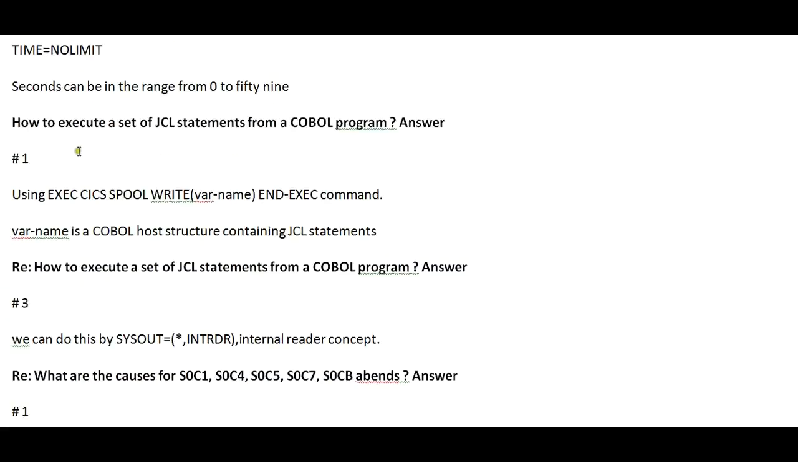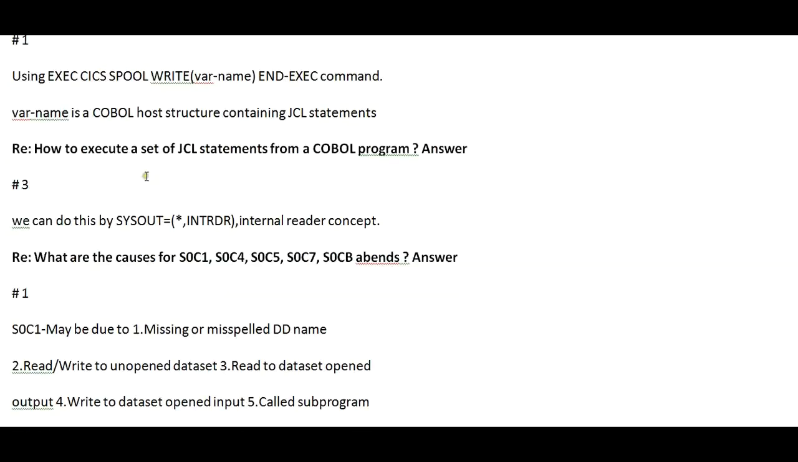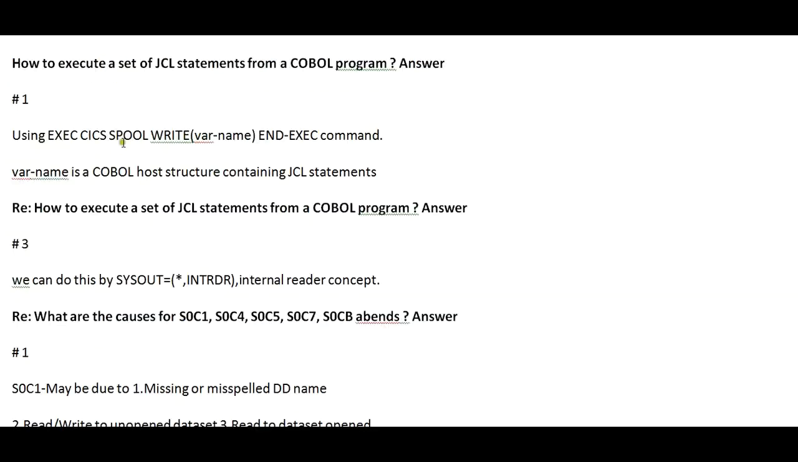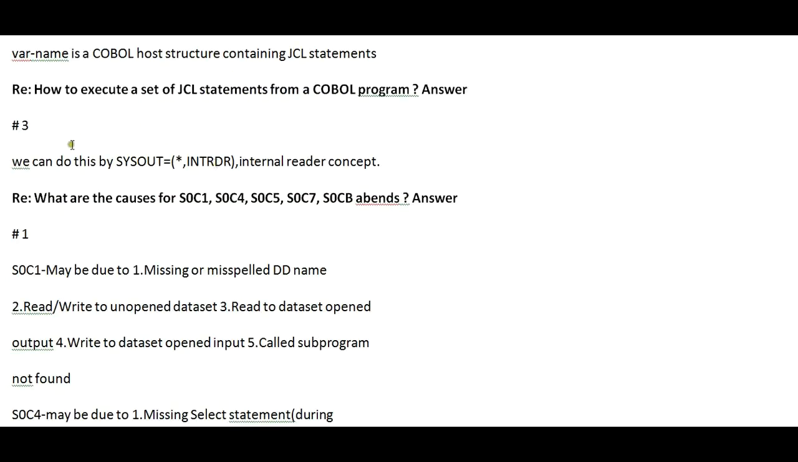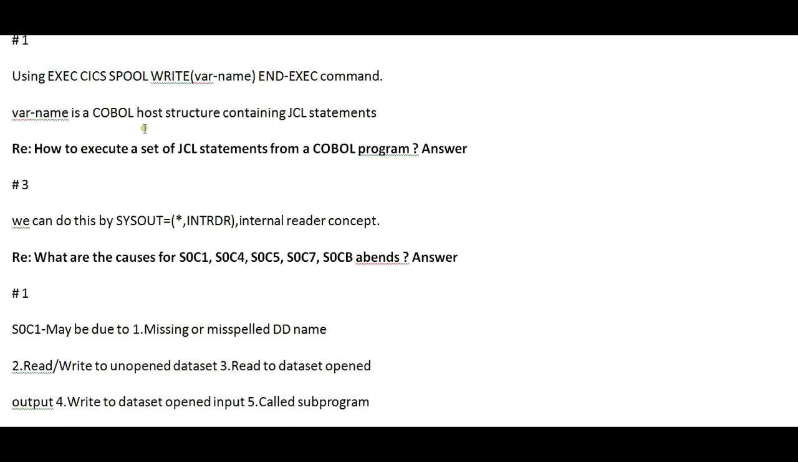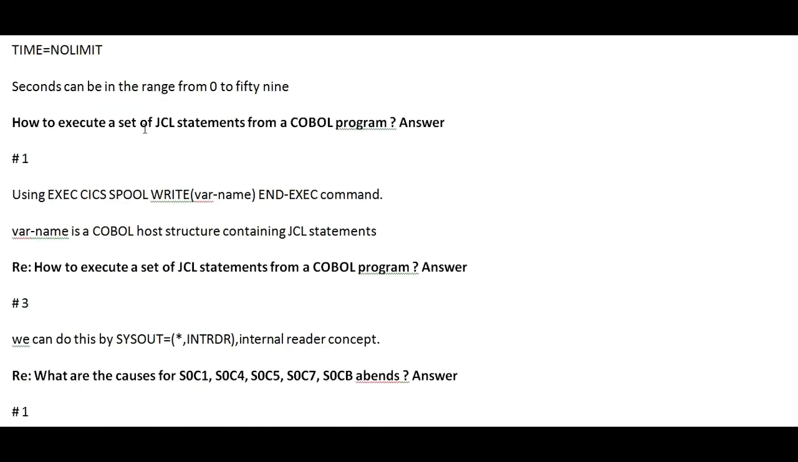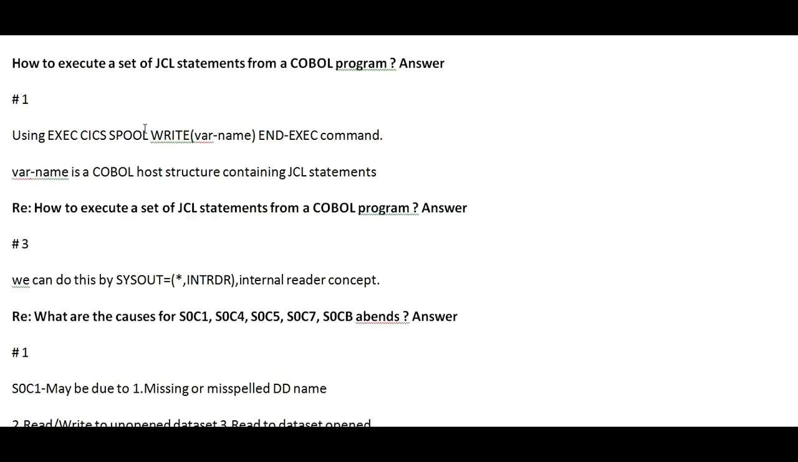The next important question is: how do you execute a set of JCL statements from a COBOL program? There is a set of JCL statements that you want to execute through a COBOL program. The best answer is using EXEC CICS WRITEQ VAR-NAME and END-EXEC. This is one way. VAR-NAME is a COBOL host structure containing JCL statements. Another method is to do this by SYSOUT=(*,INTRDR), the internal reader concept. So these are the two ways we can execute a set of JCL statements from a COBOL program.